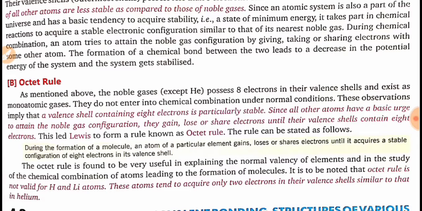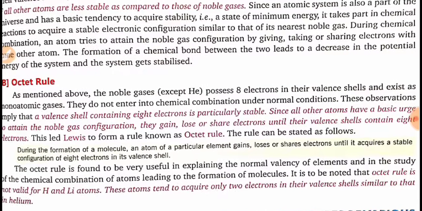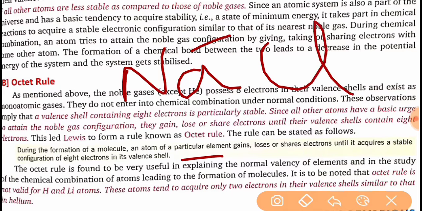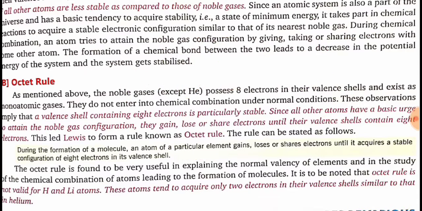So now we can define it as: during the formation of a molecule, atoms of a particular element gain, lose, or share electrons until they acquire a stable configuration of 8 electrons in the valence shell. I already told you many times the example of NaCl. So Na plus, Cl minus, how does the charge come? Na loses one electron and Cl gains one electron, so they both acquire the stable configuration.